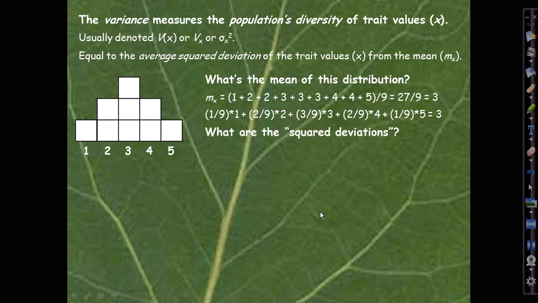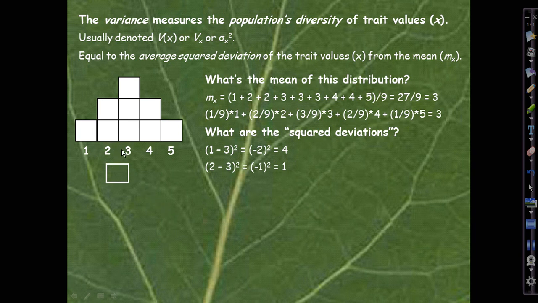Now, what are the squared deviations? They're just the differences from the mean, which we just established is 3. So the squared deviation contributed by this first observation with a value of 1 is 2 units. That's the difference between 1 and 3, squared. So that's 4. 1 minus 3 squared is minus 2 squared, which is plus 4.